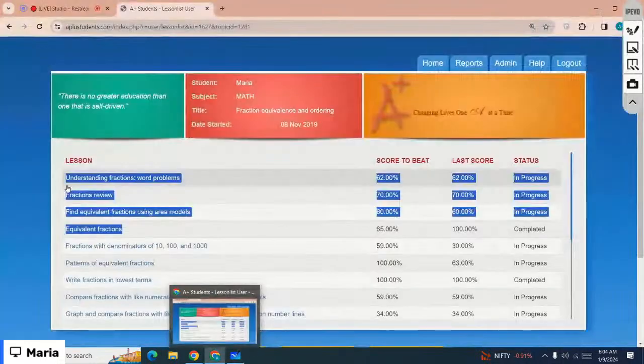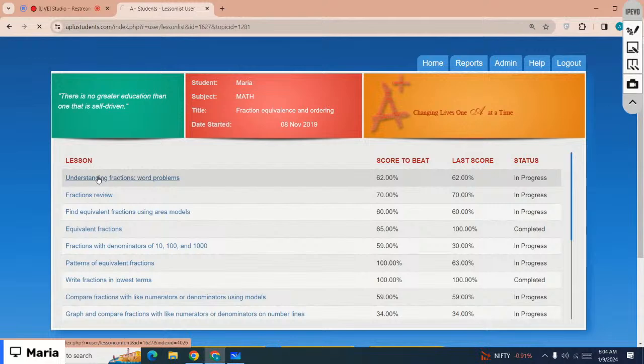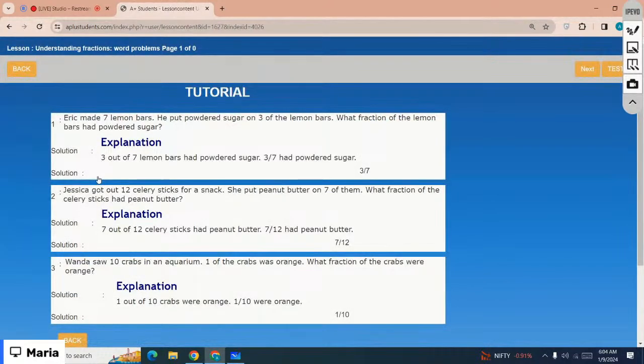Okay, here I am on the chapter. The lesson is understanding fractions word problems. Okay, Eric made 7 lemon bars. He put powdered sugar on 3 of the lemon bars. What fraction of the lemon bars had powdered sugar? So the total lemon bars are 7, right? 3 of them have powder. So that is 3 out of 7, right? Let's just start with the test questions.